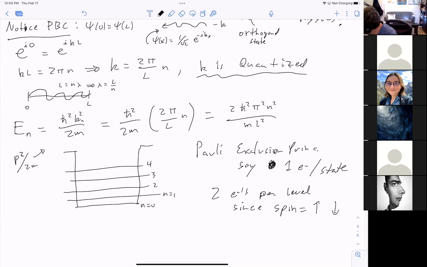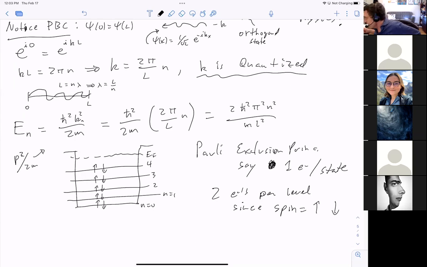So the consequence then is actually pretty simple. It's just 2 electrons per state. So I'll draw them like little arrows. So n equals 0, I have 2 electrons. N equals 1, I have 2 electrons, 2 electrons, 2 electrons. So I'm just filling them up and up and up to the Fermi level.